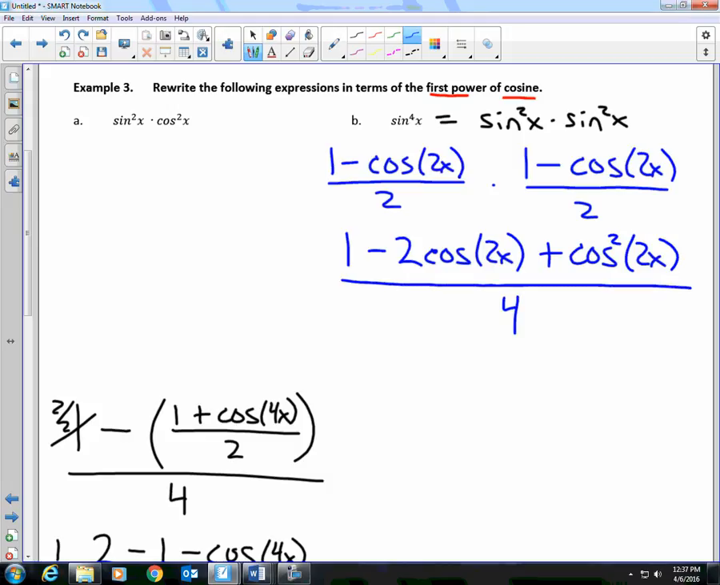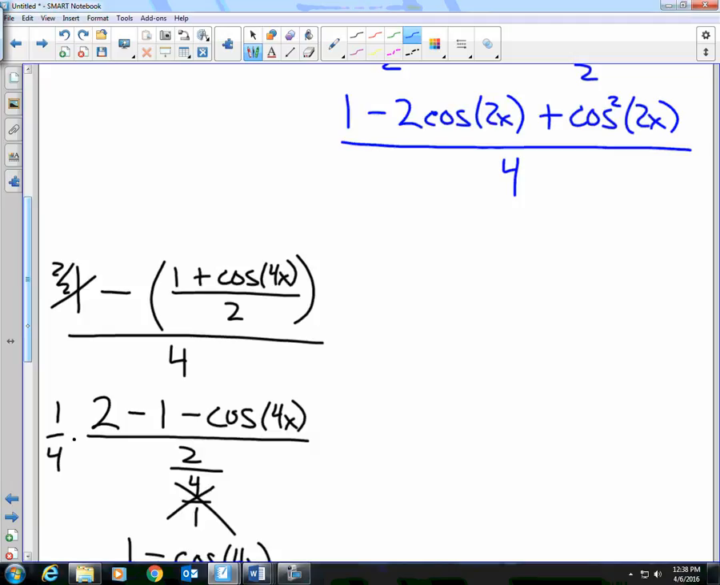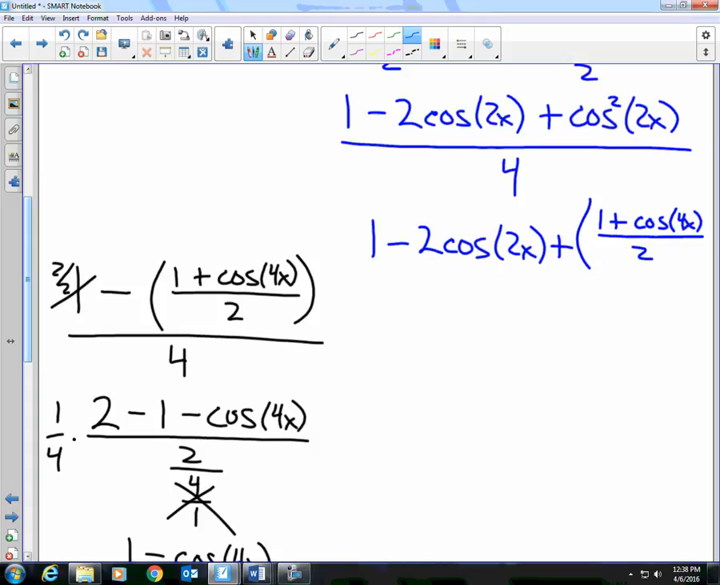Am I done? Done. Cosine squared, so I must insert something else. So 1 minus 2 cosine of 2x plus, oh no, cosine squared of 2x, need a new formula. Fortunately, we made one, right? We've got 1 plus cosine of 4x all over 2, all over, I don't know, I have a complex fraction.